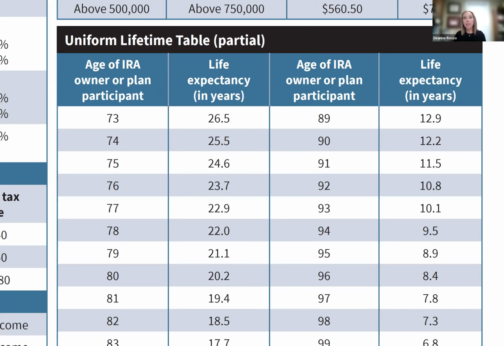The really important thing to note in 2023 about required minimum distributions is the change that occurred because of Secure Act 2.0. So if you'll recall, a couple of years ago, Secure Act 1.0 increased the required minimum distribution age from 70 and a half to 72. Well, Secure Act 2.0 has extended that again to age 73. So 2023 is a year where no one new will start required minimum distributions.